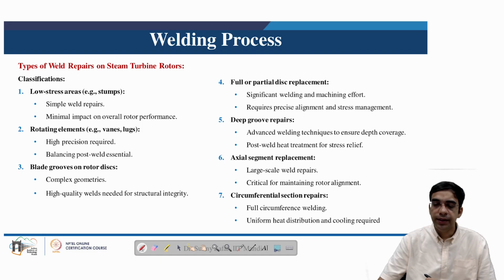the welding. The deep grooves on the shaft of the steam turbine may also need some repair, so advanced welding techniques are utilized to ensure the proper depth coverage is there. Post-weld heat treatment is again needed for relieving residual stresses. Axial segment replacement: large scale weld repairs may be carried out, and these are critical to maintain the rotor alignment. Circumferential section repairs: full circumference welding, uniform heat distribution and cooling may be required in this regard.